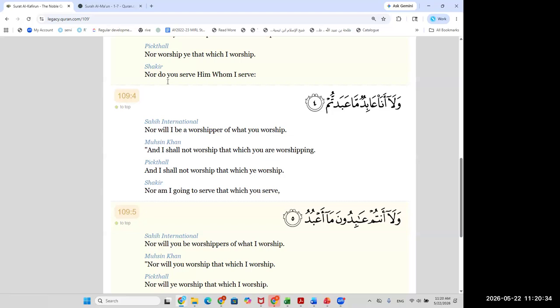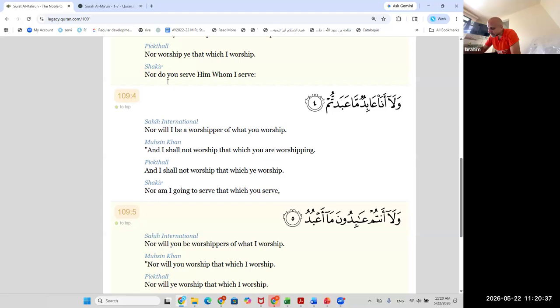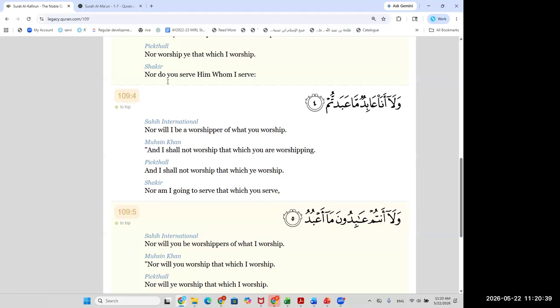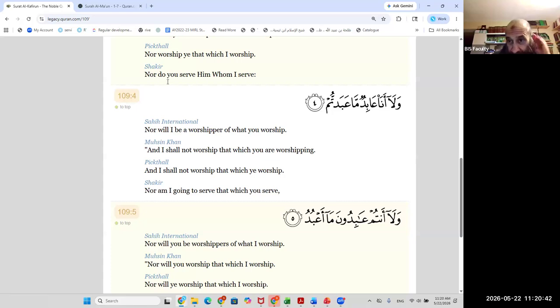And then ما is ism mawsul, and at the same time it is in the place of nasb, مفعول به. And then عبدتم is the sila, صلة الموصول, and it is, of course, a جملة فعلية. The tum is effectively the فاعل, and عبد is فعل ماضي.